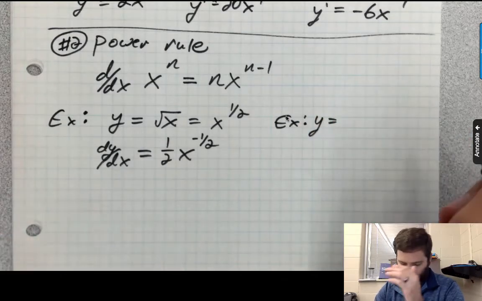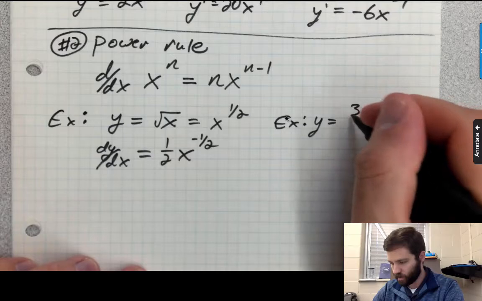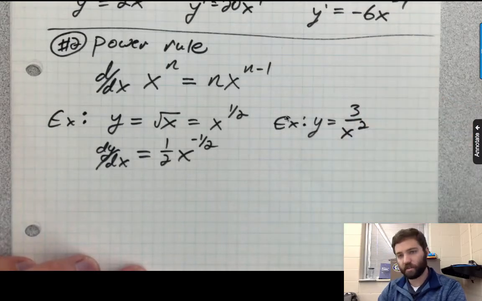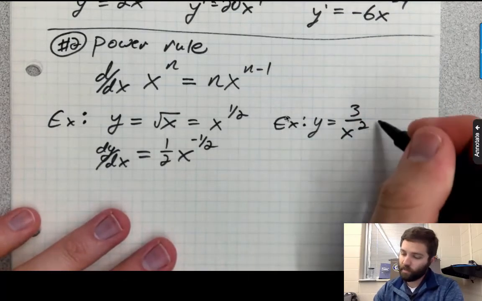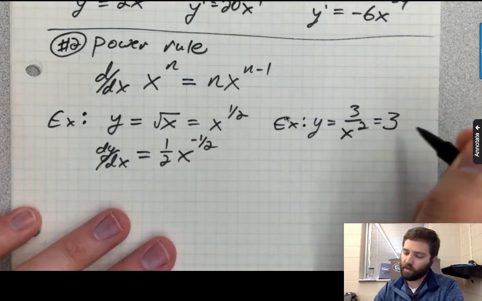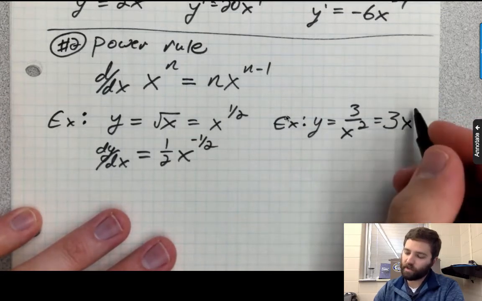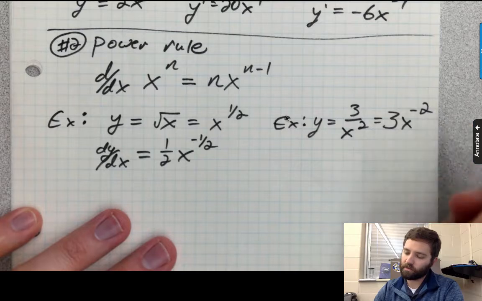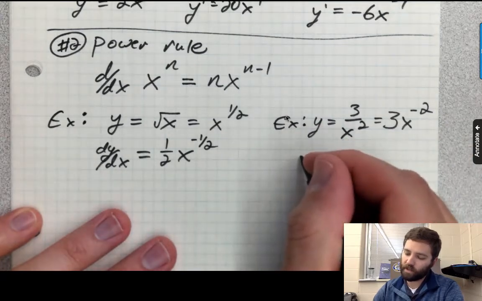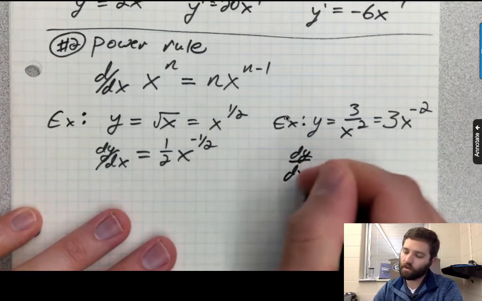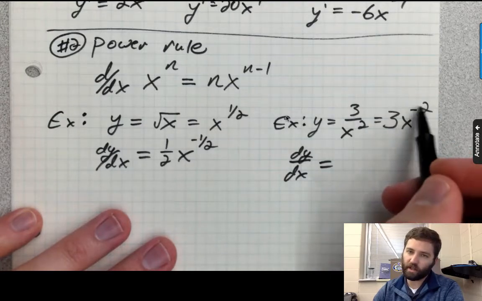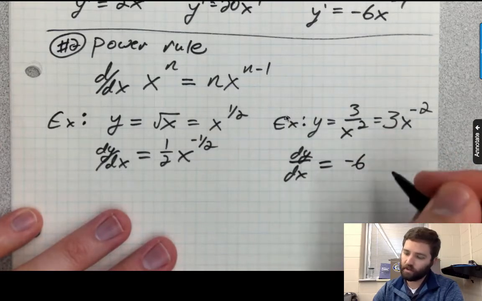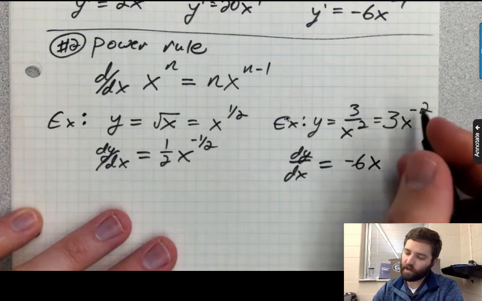How about this? y equals 3 over x squared. Again, this is a situation where the definition of a derivative is going to be a lot of work. But what we can do is rewrite this as a power rule situation. So this will be 3x to the negative 2. So when I take the derivative with respect to x, I'll get negative 2 times 3, which is negative 6, and then subtract 1 from the power, that'd be negative 3.